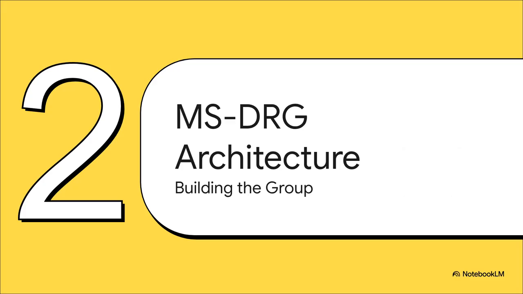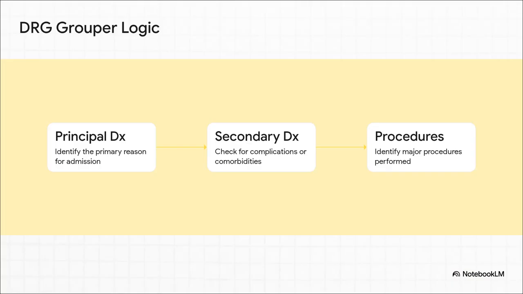Section 2. Decoding MSDRG architecture. Building the group. So you're probably wondering, how does this grouping software actually decide which bucket a patient belongs in? Well, it's essentially a massive logic engine, and it follows a very strict step-by-step process. First up, it identifies the principal diagnosis, which anchors the patient into a broad family of diseases. Second, it scans all the secondary diagnoses to check for any complications or comorbidities that would make this specific patient harder to treat. And third, it checks to see if any major procedures were performed.